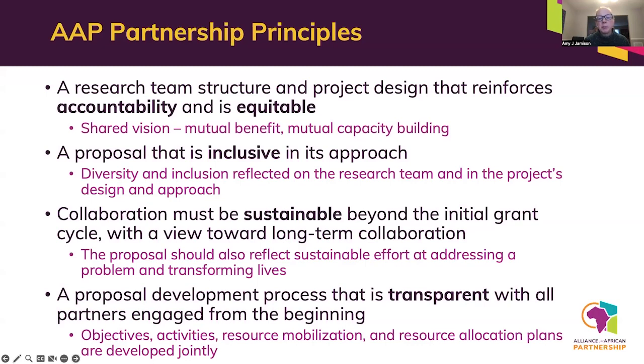Collaboration must be sustainable beyond the initial grant cycle, with a view toward long-term collaboration. So we want to see that the proposal reflects a sustainable effort at addressing a problem and transforming lives. And finally, a proposal development process that is transparent with all partners engaged from the beginning. We'll be looking at the proposal itself, we'll be looking at the budget and the narrative, and showing that objectives, activities, resource mobilization, and resource allocation plans are developed jointly. So evidence of that will be part of the review process.